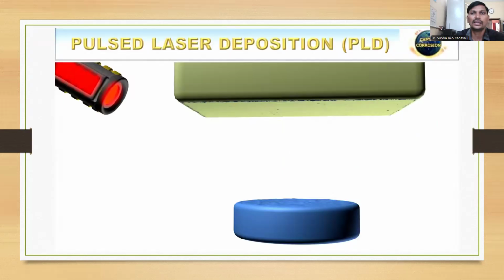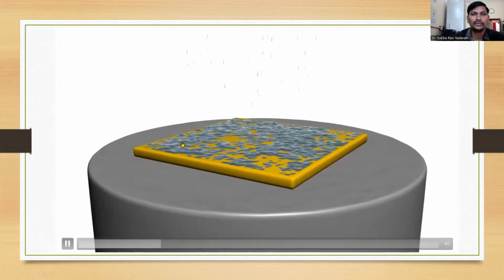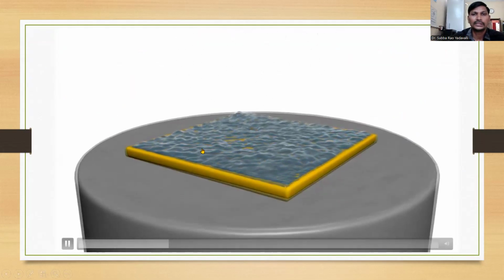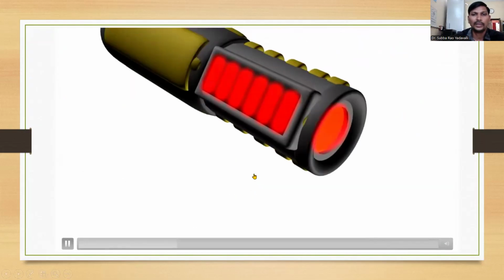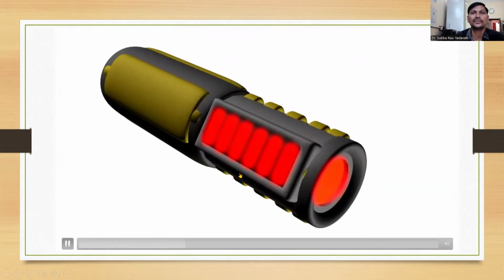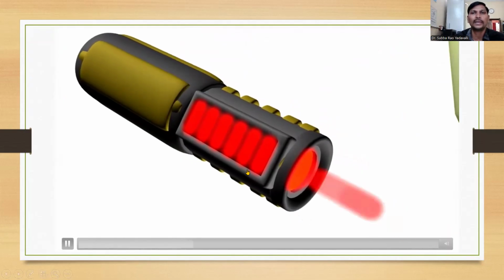Here is the animation I am showing, to see how it will happen. This is the high intensity laser beam, and this one is the target material, and this one is the collector. So there are mainly the laser, the target and the collector. This is the video I'm showing. This is the deposition of the carbon nanotubes on the surface of the catalyst or metal.